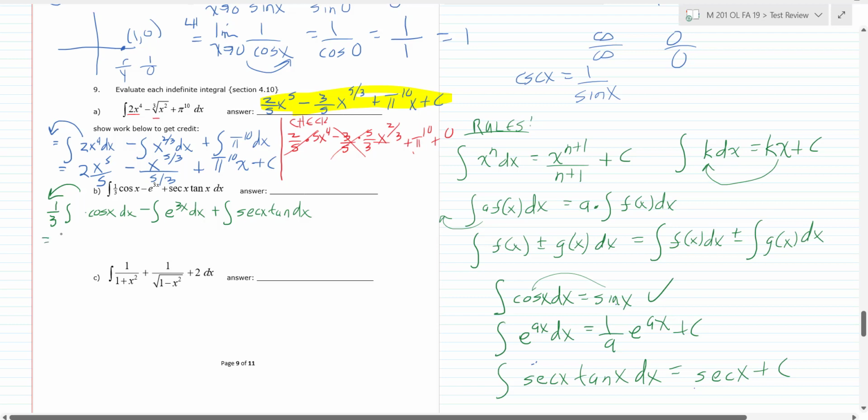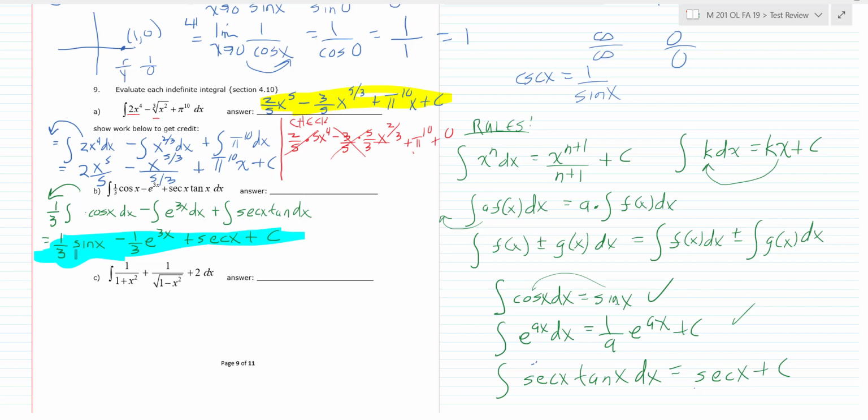So what we're going to have is 1/3. The antiderivative of cosine is sine x. Just do it backwards. Derivative of sine is cosine, so you know you're right. 1 over 3 e to the 3x would be what that is. That's using this rule for exponentials, plus the antiderivative of secant tangent is secant x plus c. Okay, so that's your answer right there. You can take the derivative of that. You can almost do that in your head. Take the derivative of it, and you will get back to where you started. Okay, so that's how that goes.